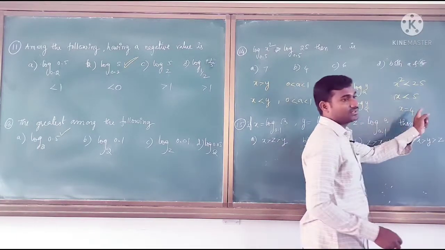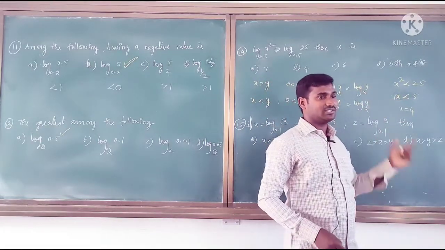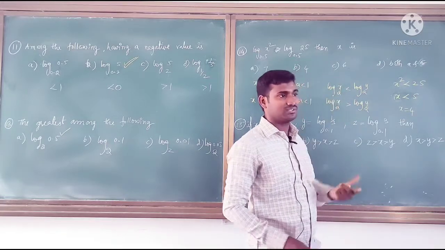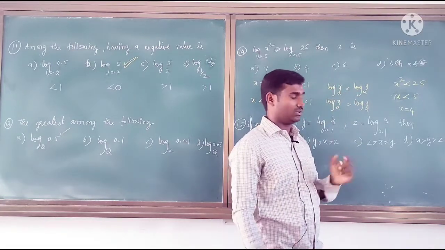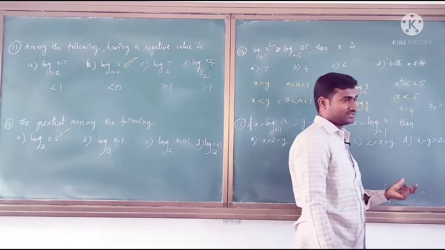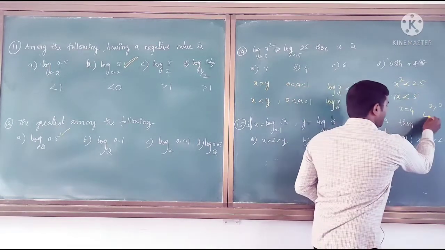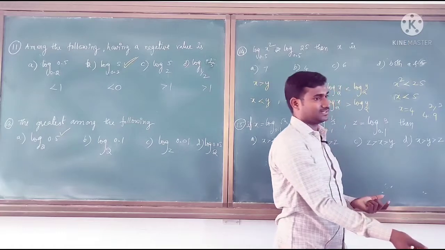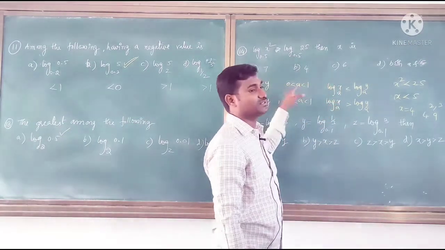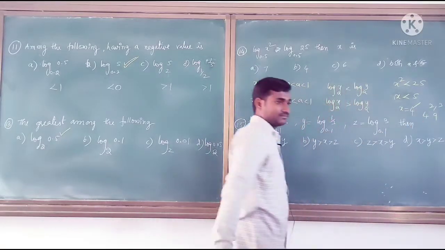Suppose if another option like 2, 3, 1 is there, we can take it. With 1, you get log 1, which to any base is 0 only. 2 also satisfies, 3 also satisfies, any number less than 5, even 4.5 and 4.9 satisfy it. But in the given options we have 4, so 4 is the correct option for this.